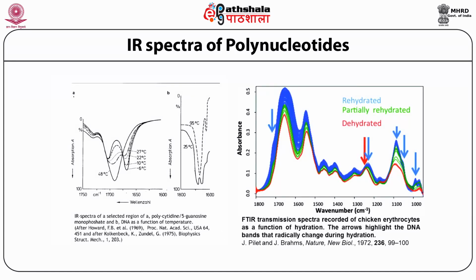We discuss here the IR spectra of polynucleotides. You can see the IR spectra of polynucleotide, guanosine monophosphate, and DNA as a function of temperature. Not only this, you can also see that a change in temperature or environmental factors causes a dramatic change in peak shifting, and that can be deduced using IR spectroscopy.